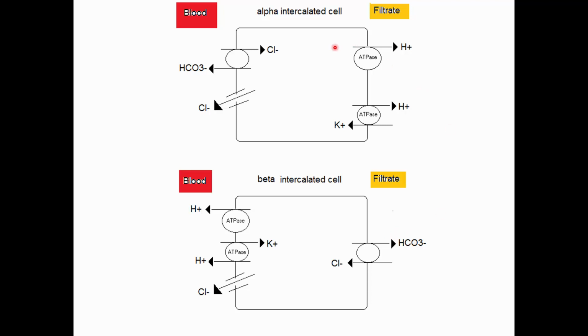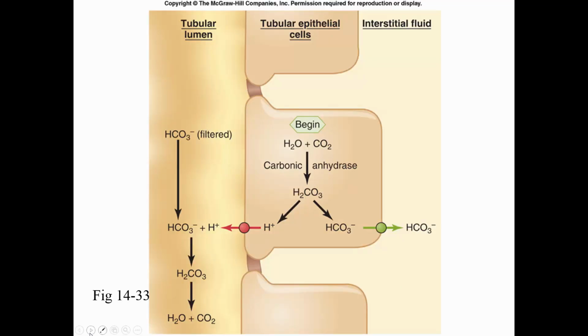So run-of-the-mill kidney, we're usually using those alpha intercalated cells, but we have these beta intercalated cells, and we can increase their activity during alkalosis if we need to. All right.